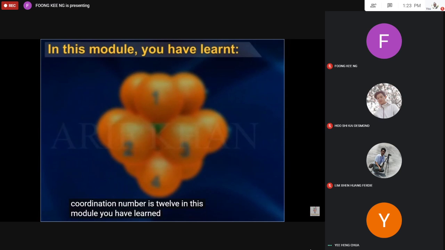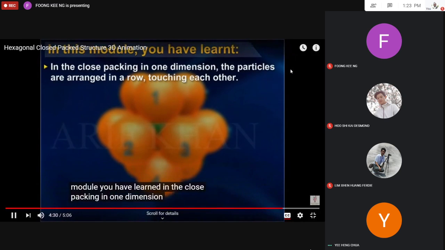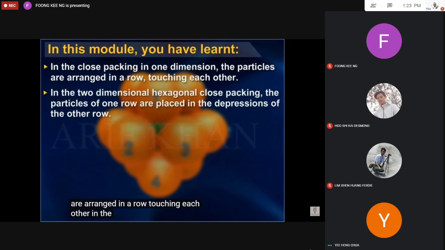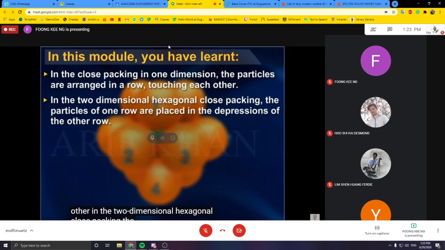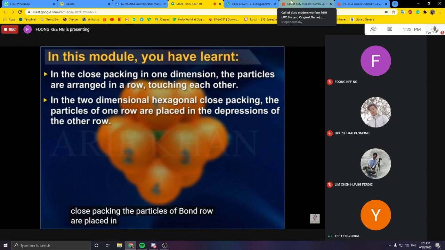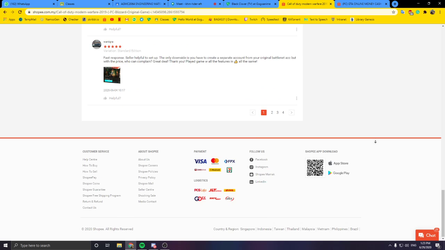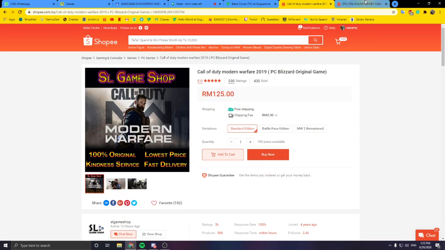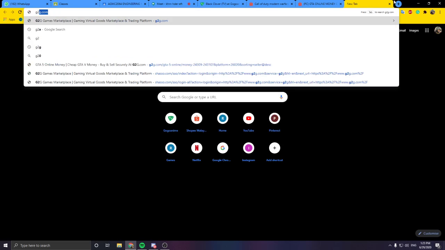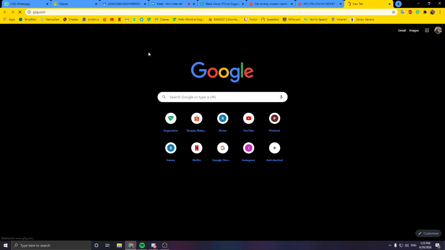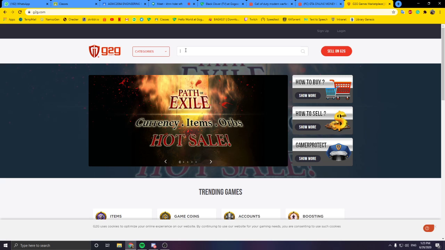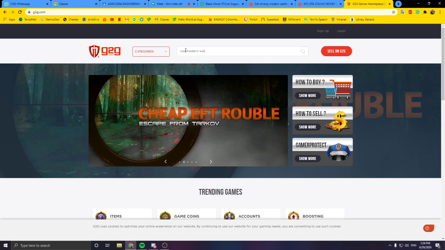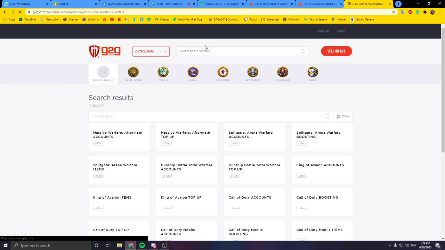In this module, you have learned, in the close packing in 1 dimension, the particles are arranged in a row touching each other. In the 2-dimensional hexagonal close packing, the particles of one row are placed in the depressions of the other row. When 2-dimensional hexagonal close pack layers are placed one above the other in AB-AB packing pattern, a hexagonal close pack structure is formed. The number that determines the number of particles in close proximity is called coordination number. It is 12 in the case of a hexagonal close pack structure.